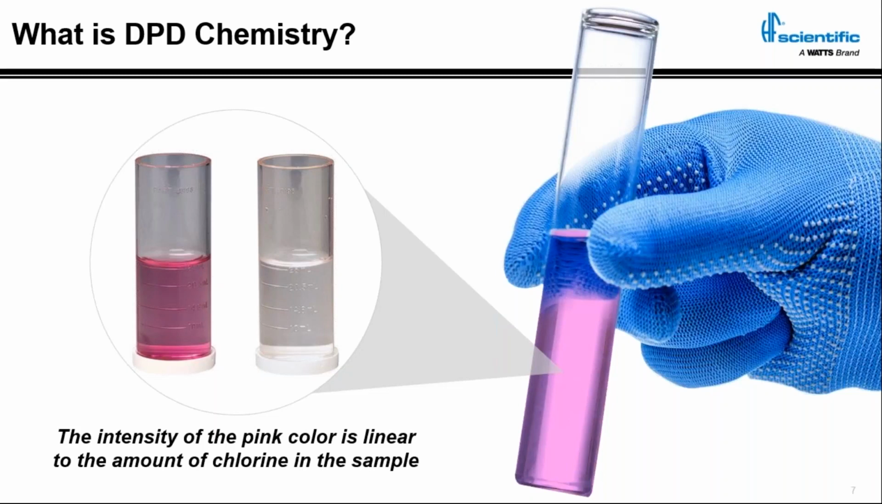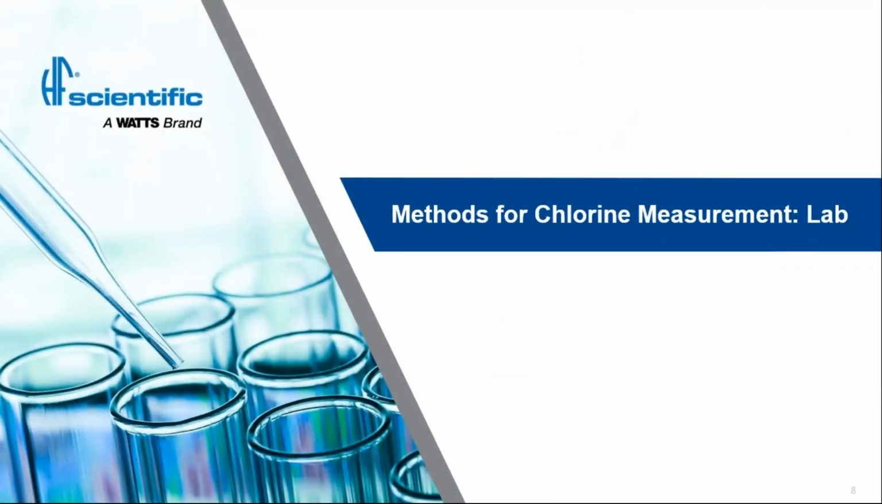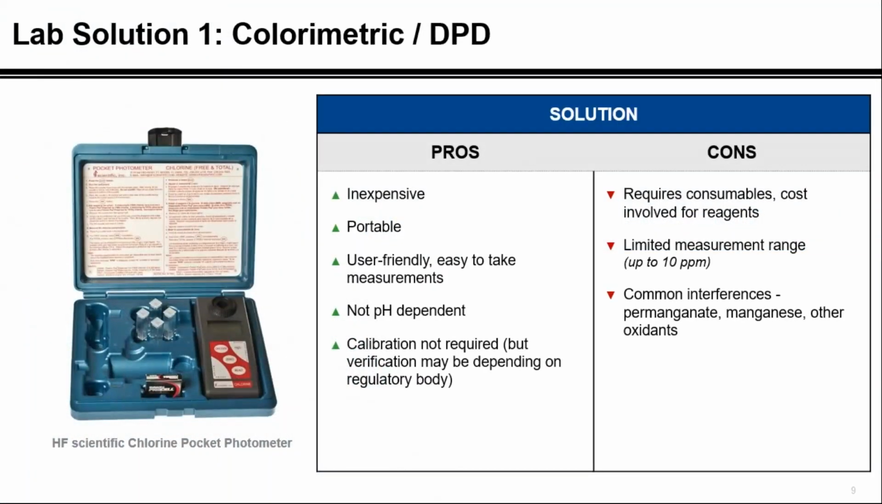And where that is actually done depends on the manufacturer of the instrument that you're using to measure it. So with that basis in chemistry, we're going to go on to discuss the methods for chlorine measurement in the lab. And I will say, for the purpose of our presentation today, I've included portable methods in the laboratory section of the discussion because these methods can be used in either the lab or the portable, and there's really only one method that I consider a truly portable method, and so I didn't want to have a separate section for that. And the first lab solution we're going to discuss is the colorimetric or the DPD method.